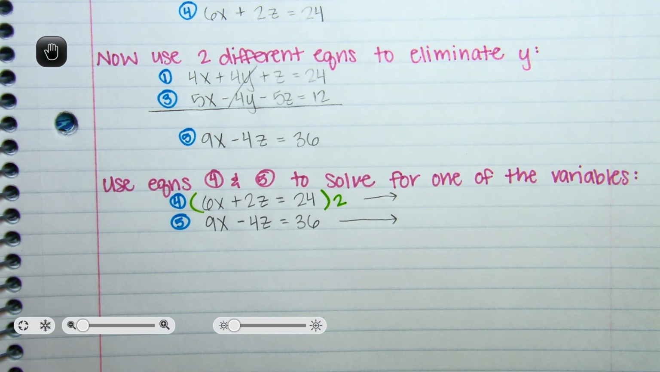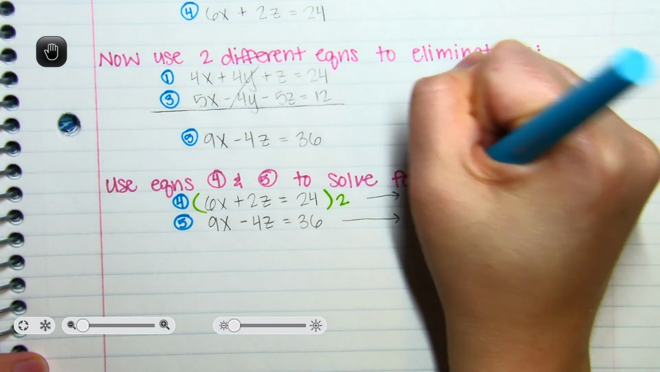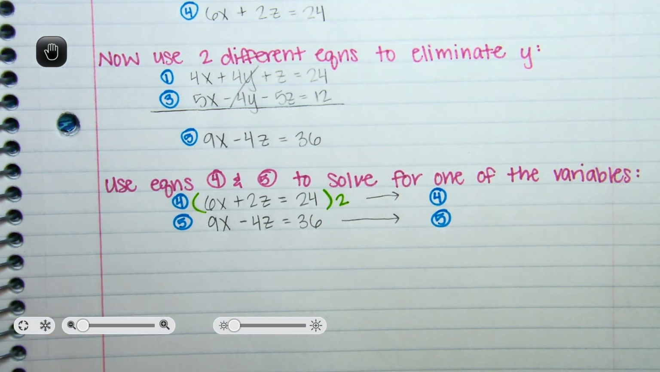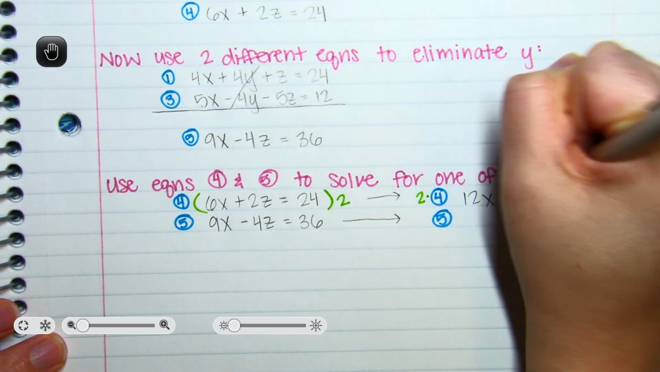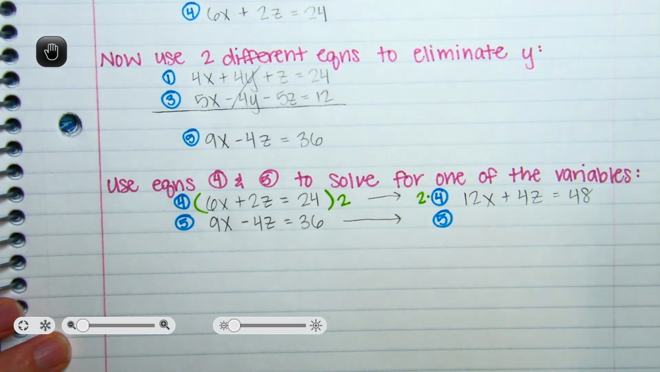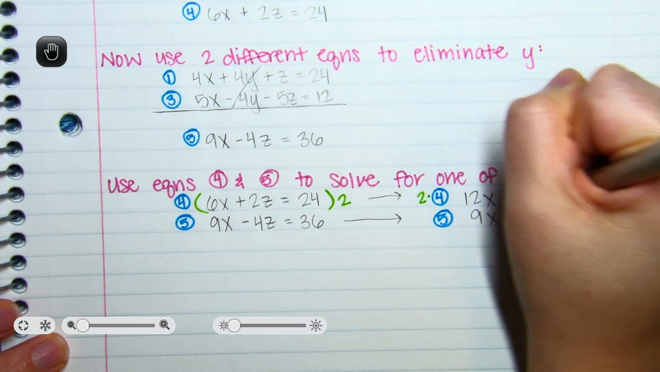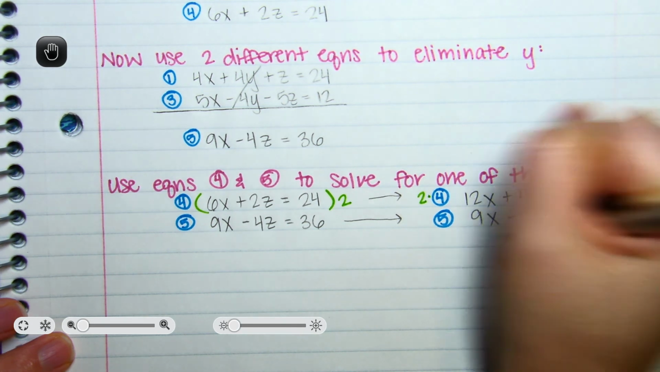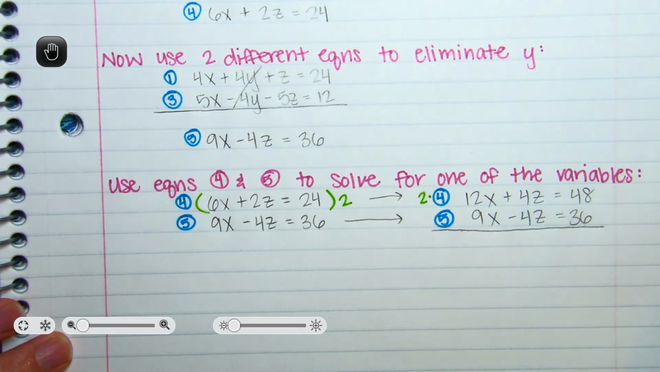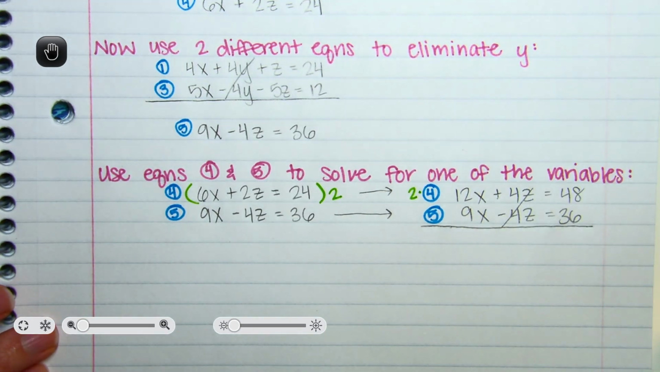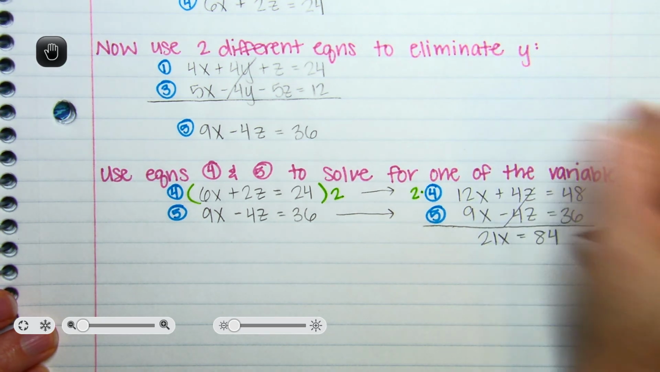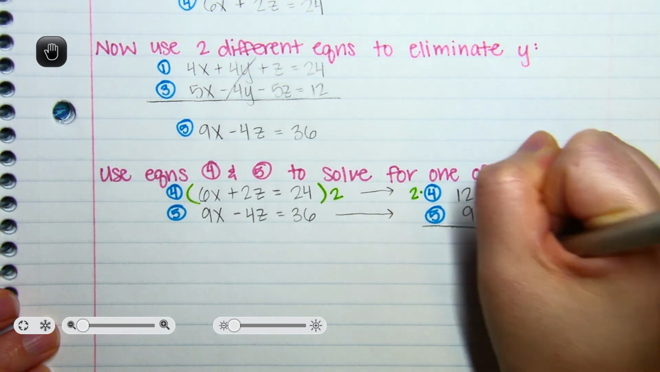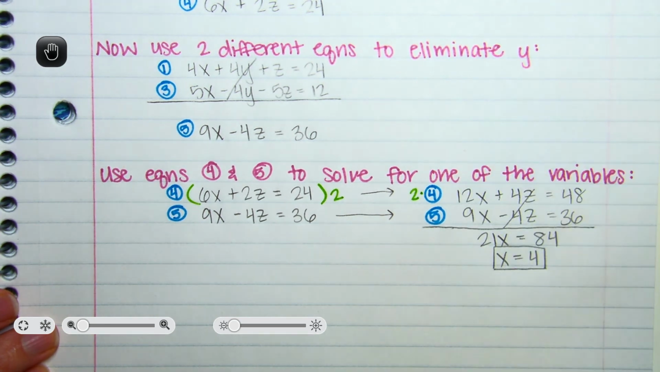All right, so this is still equation 4 and 5, but now it is 2 times equation 4. So I'm going to rewrite this. It's 12x plus 4z equals 48, and equation 5 stays exactly the same. Now when I add these together, the z's will cancel out, and I'm left with just 21x equals 84, which if I divide that, I get x equals 4. I have officially found one of my variables.